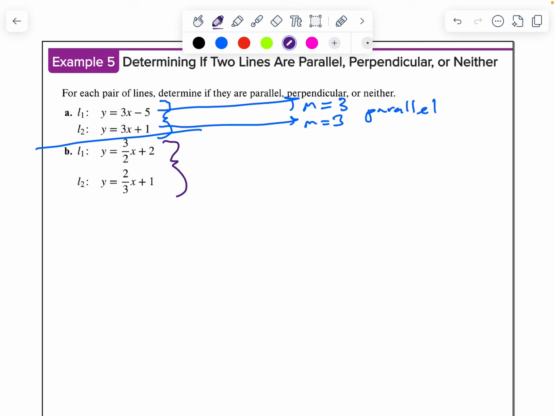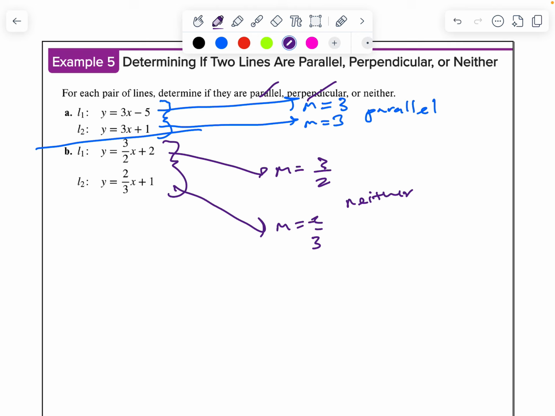For the next little set of lines here, for the top line, m equals 3 over 2. Remember, I'm just looking at y equals mx plus b. Here, m equals 2 over 3. They're certainly not the same, so they're not parallel. They are reciprocals, but they're not opposite sign. One's not positive and one negative. So these are actually neither parallel nor perpendicular. They're neither.